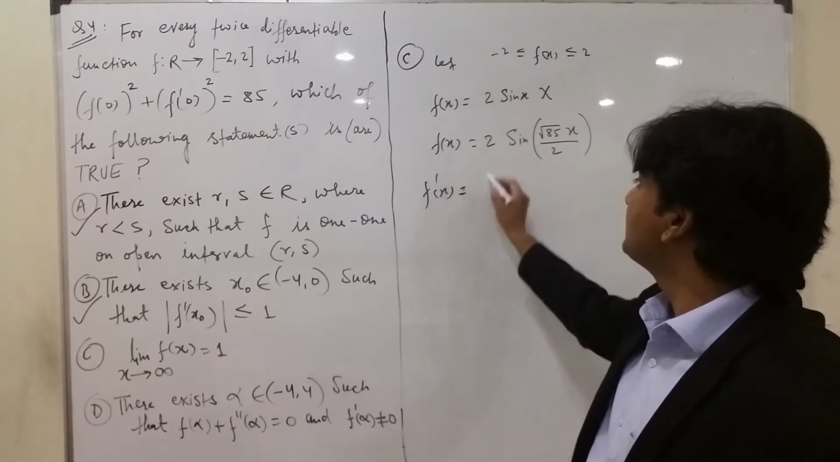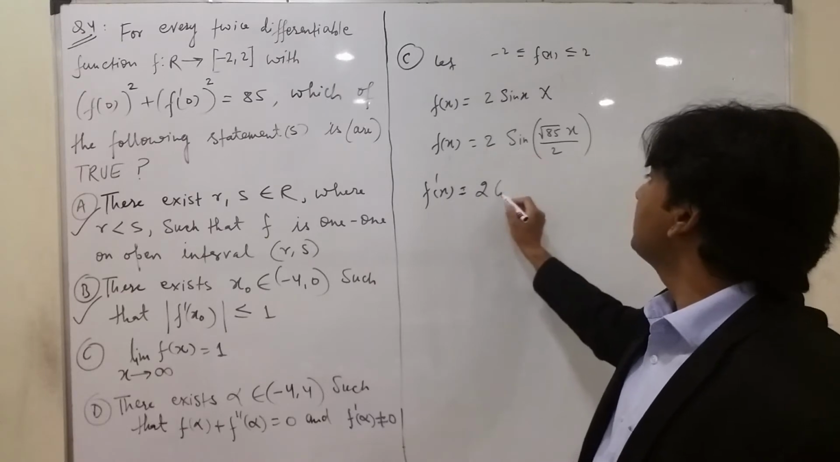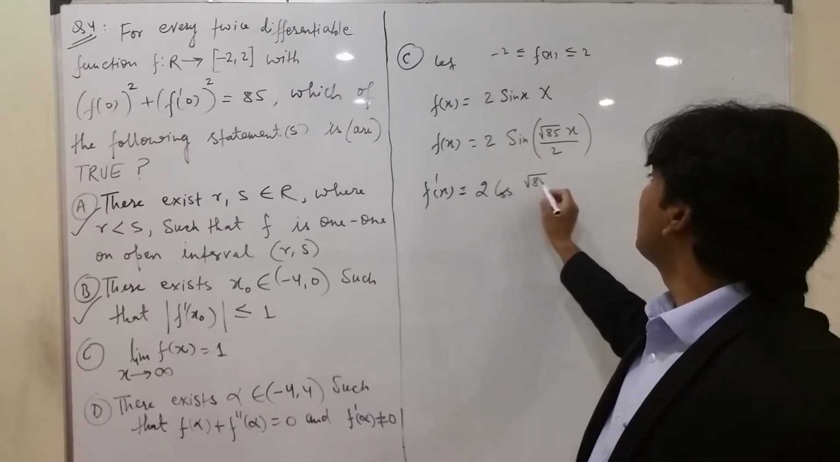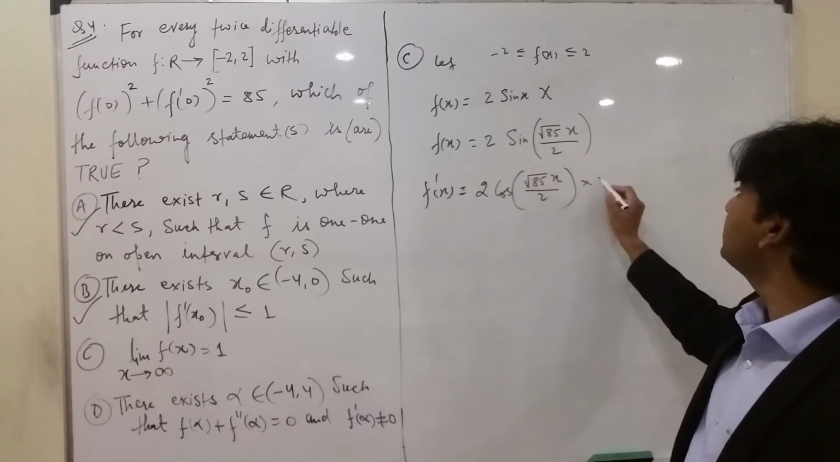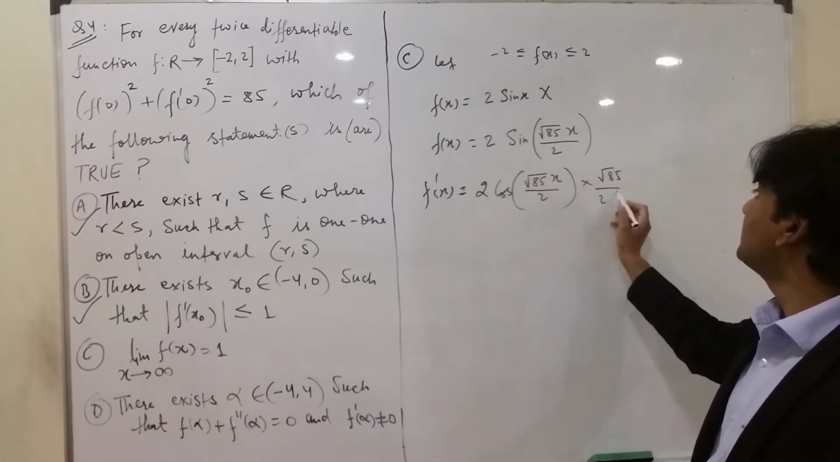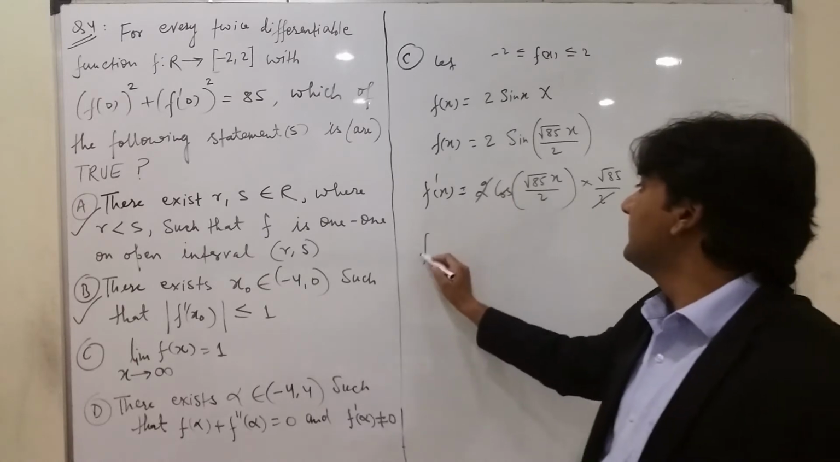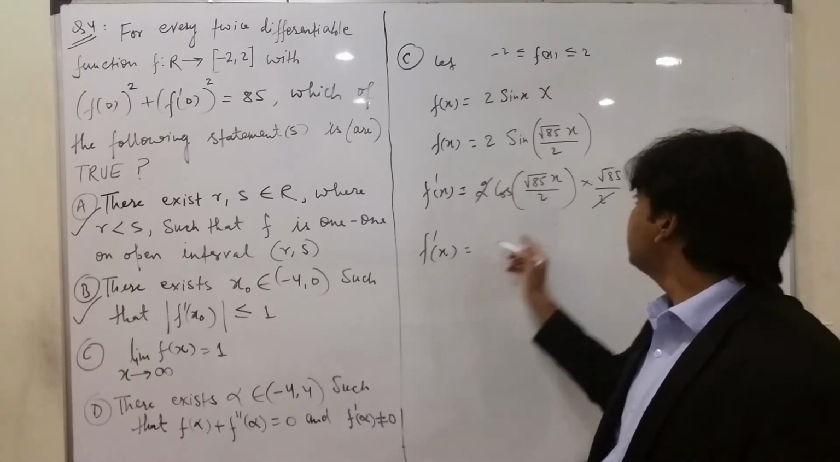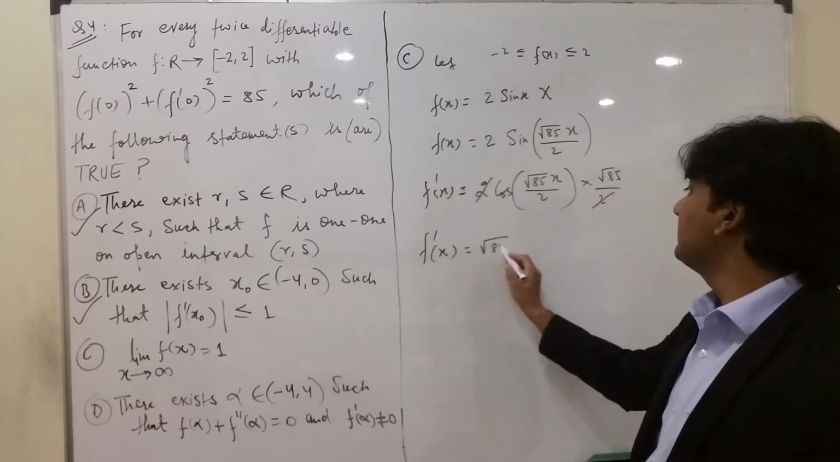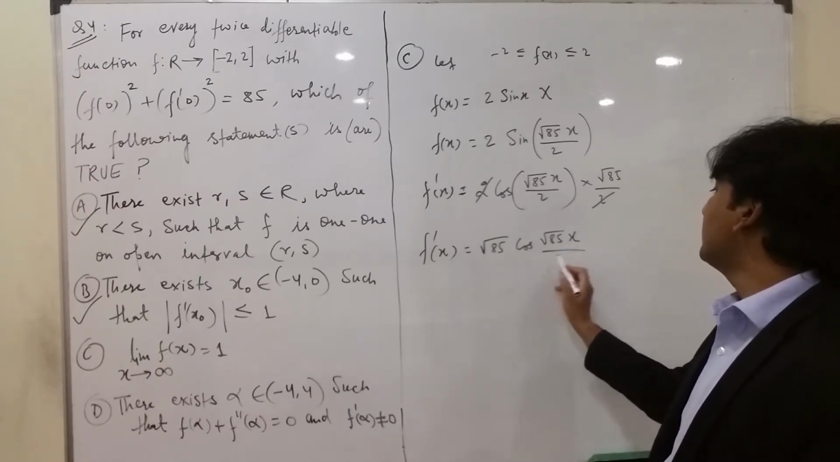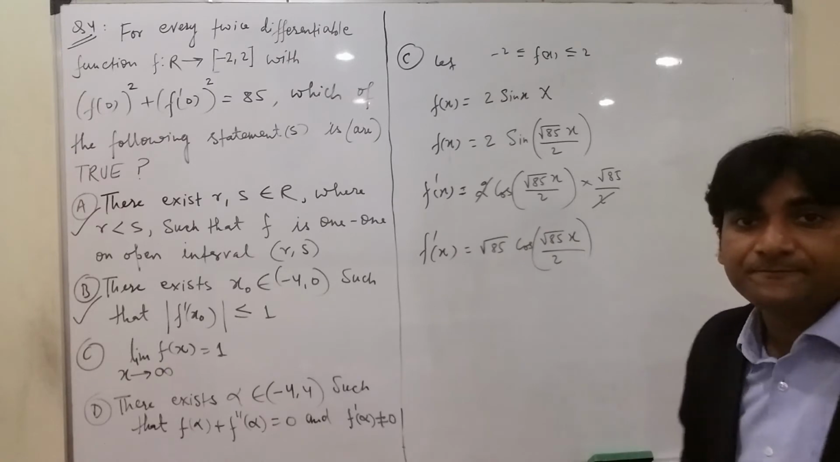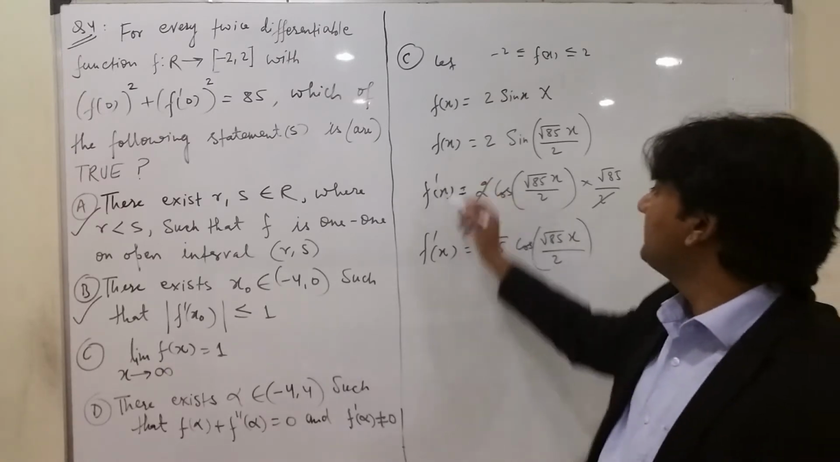f'(x) is 2, the derivative of sine is cos(√85 x / 2), and then the derivative of the inside is √85 / 2. This 2 and this 2 got cancelled. We got f'(x) = √85 cos(√85 x / 2). So we got this.